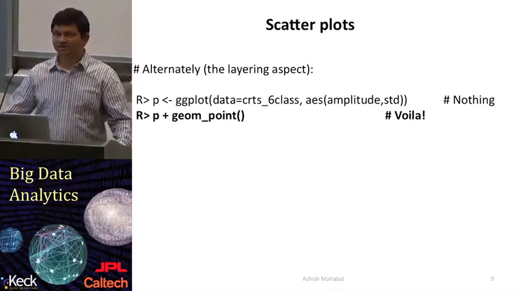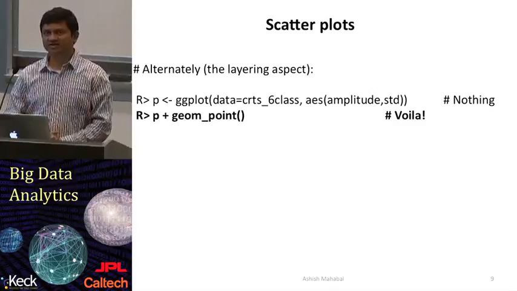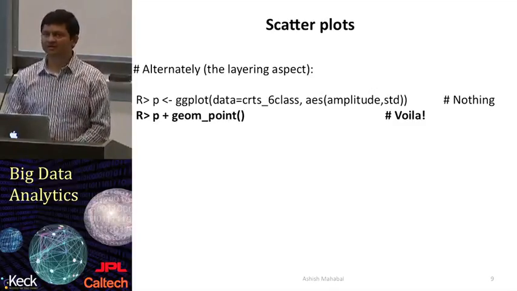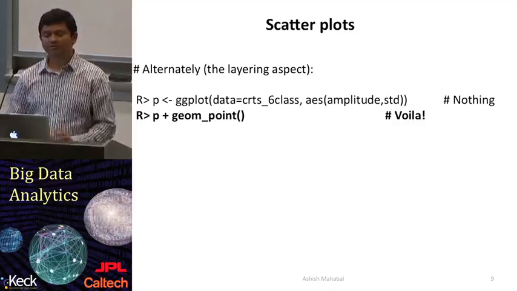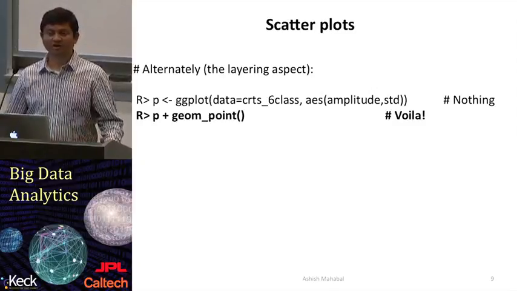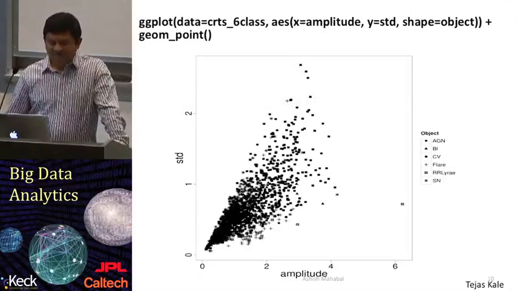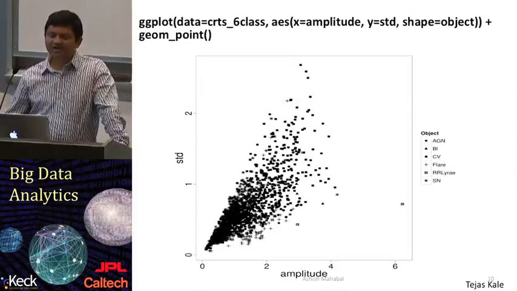And that, of course, does nothing on the screen except for making that object P. And then now separately you can add to that object P your geom point with no arguments. And voila, you'll get your plot. Now, I mentioned faceting earlier, so that is something that you can easily do.